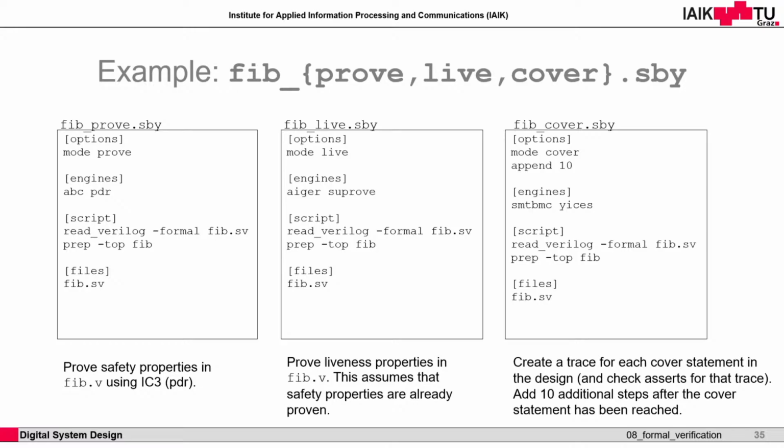So with this you get two different Symbiosis configuration files. One is proving the assertions under the assumptions we specified, and in this case it's using a different solver, ABC PDR, as the engine. Then we have a second configuration file, which is used for the Aiger-based flow to prove the fairness and liveness properties.